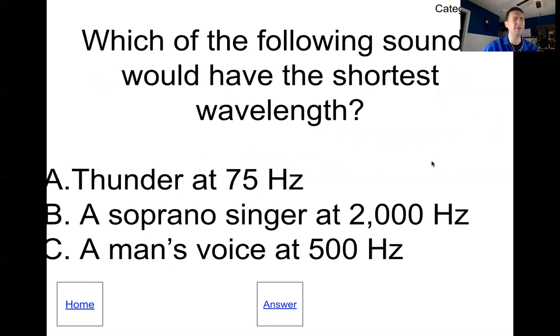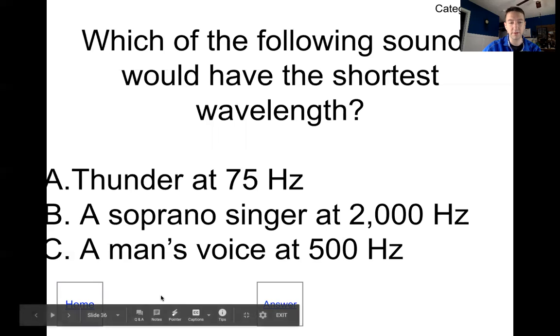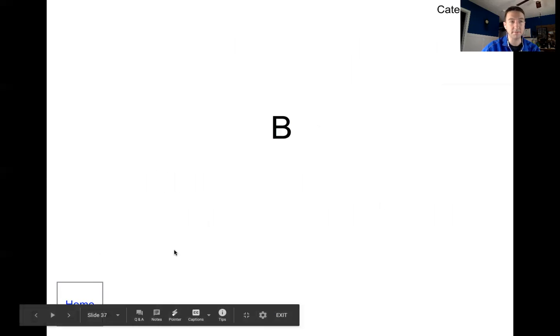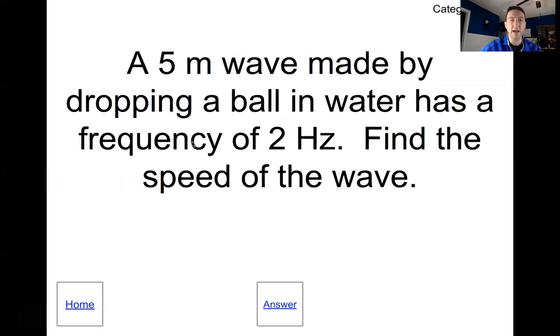If it's going to have the shortest wavelength, it needs to have the biggest frequency. So I'm looking for the number with the biggest frequency. It should be B, high frequency, low wavelength. These have lower frequencies. Awesome. Yay, we were right. A 5-meter wave is made by dropping a ball in water, has a frequency of 2 hertz. Find the speed of the wave.